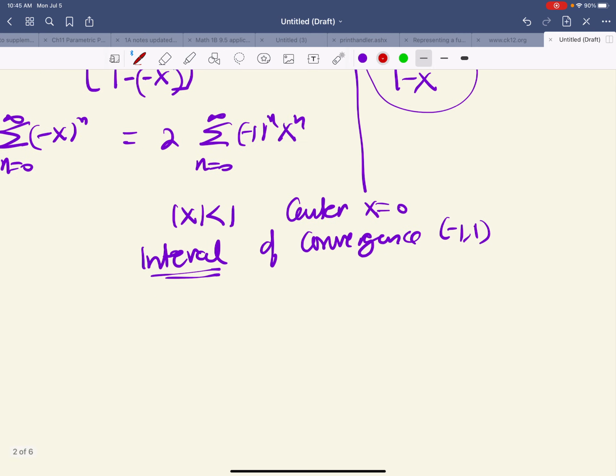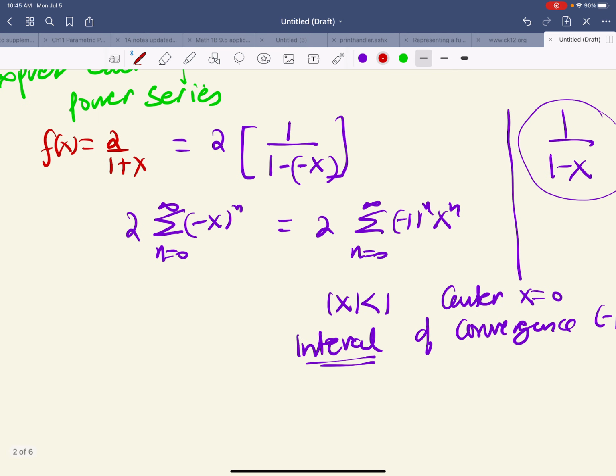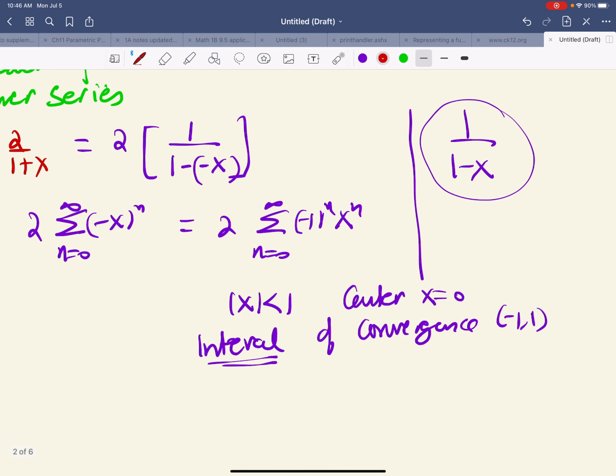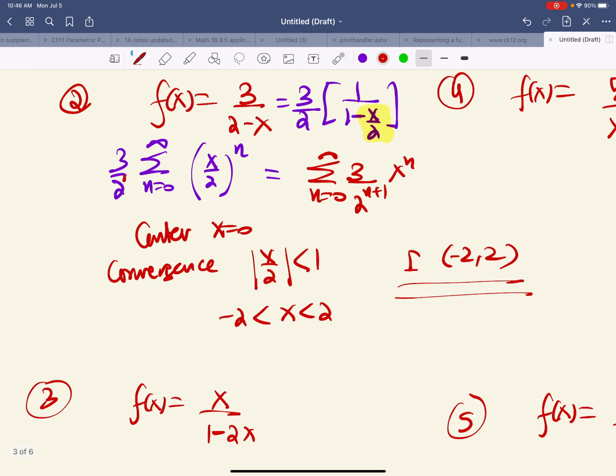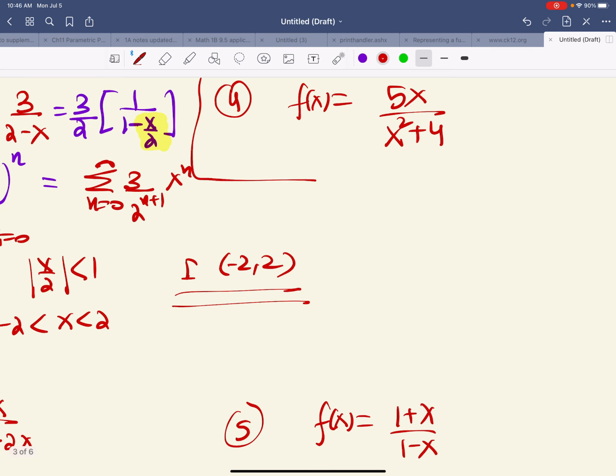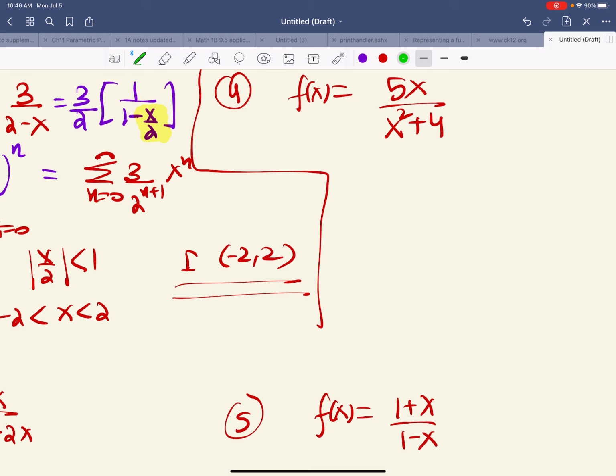Same thing for the last one. We did find the center, we found the interval of convergence, and we will never have brackets around negative 1 and 1, because we're not going to have convergence when r is equal to 1. Only when the absolute value of r is less than 1. Let's see another example. Here we have f of x.